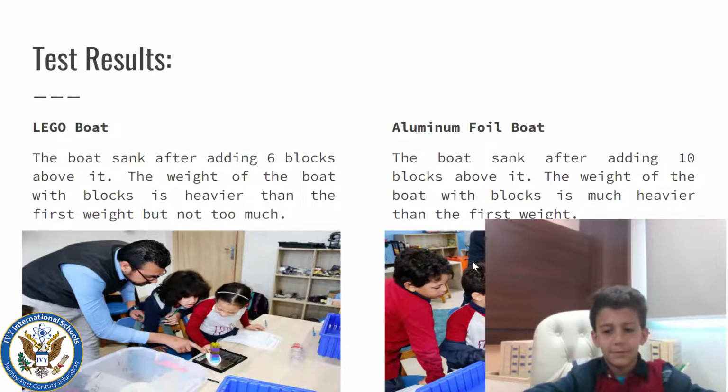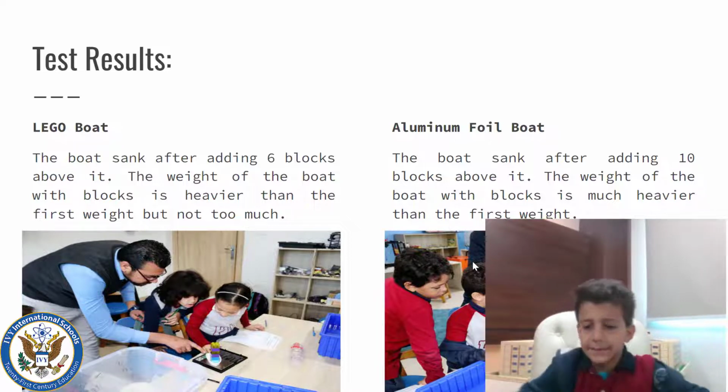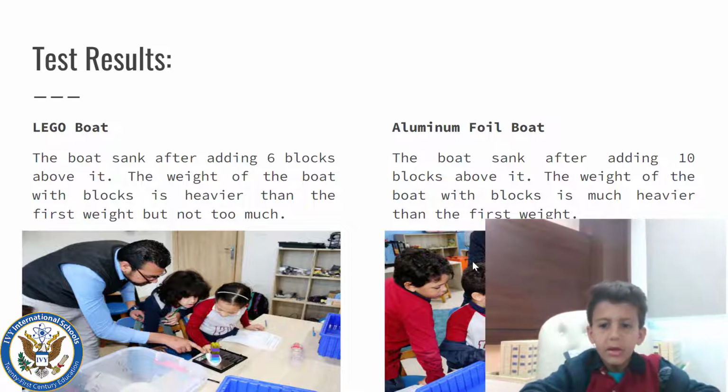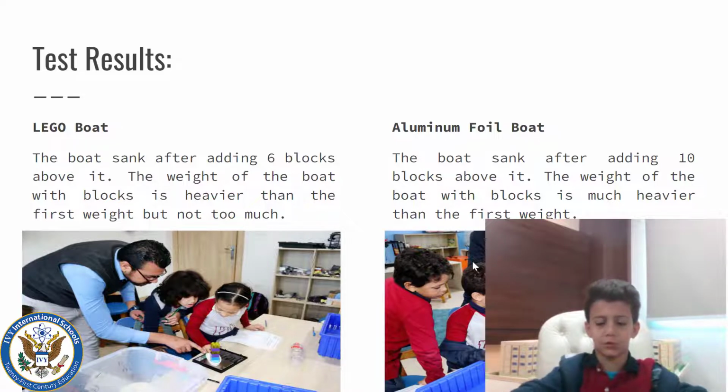So, Youssef, what about the results? The Lego boat sank after adding 6 blocks above it. The weight of the boat with blocks is heavier than the first weight, but not too much. The aluminum foil boat sank after adding 10 blocks above it. The weight of the boat with blocks is much heavier than the first weight.